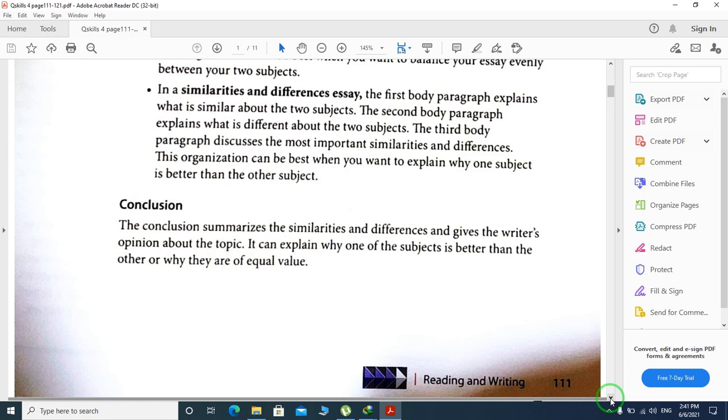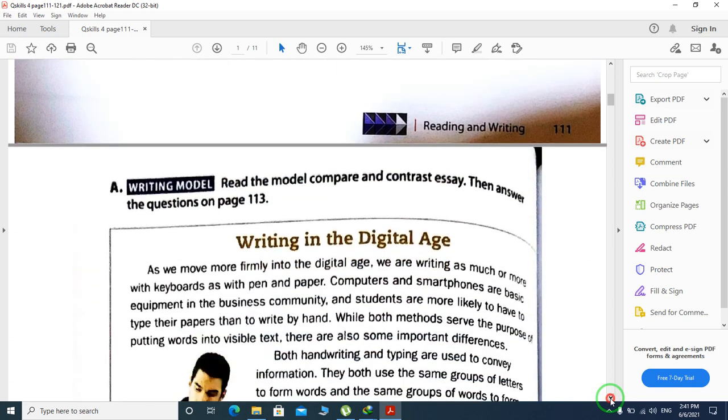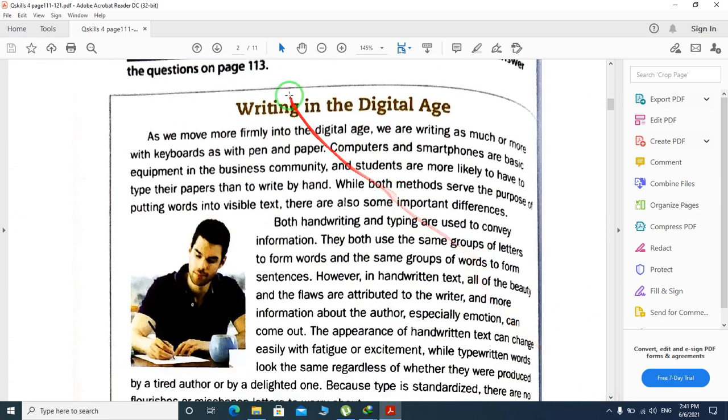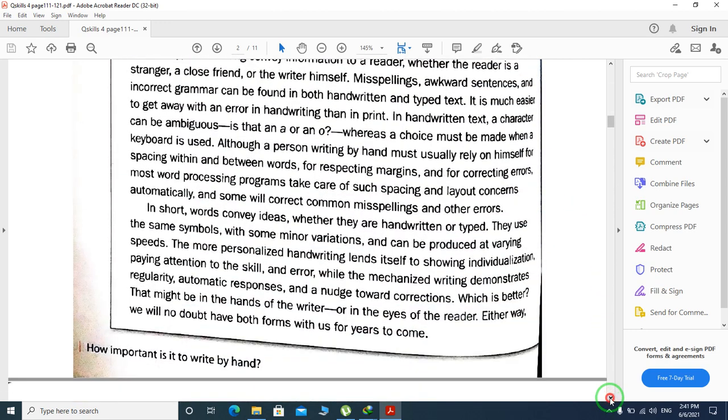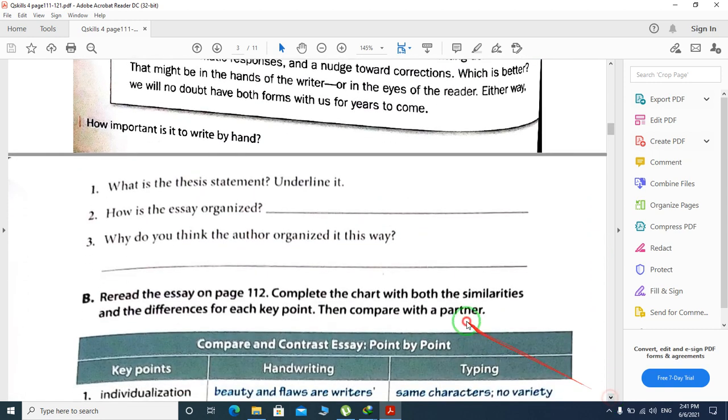You have a model compare and contrast essay. It's on page 113, Writing in the Digital Age. Please read it and see how this essay has been organized. You have three questions. Please answer these three questions and send them to the WhatsApp group. For now, I think it's enough. I'm looking forward to your answers to these three questions. And please do read the explanations again.